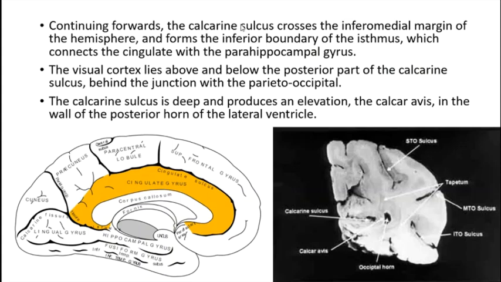Continuing forwards, the calcarine sulcus crosses the inferior medial margin of the hemisphere and forms the inferior boundary of the isthmus, which connects the cingulate with the parahippocampal gyrus. Here is the parahippocampal gyrus; it has written hippocampal gyrus again and again. The visual cortex lies above and below the posterior part of the calcarine sulcus, behind the junction with the parieto-occipital.